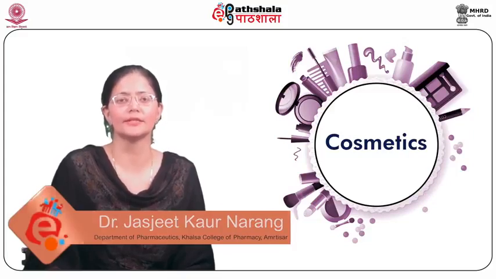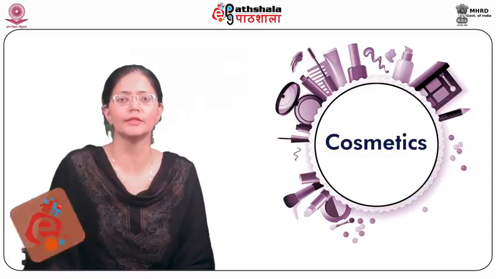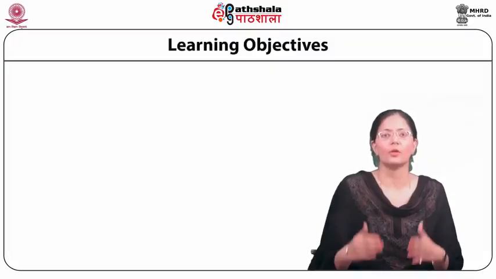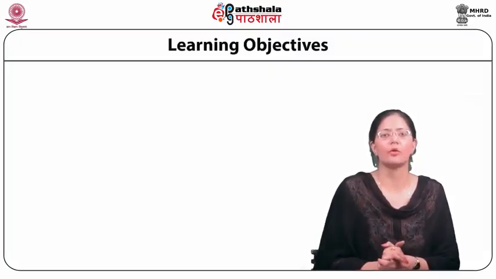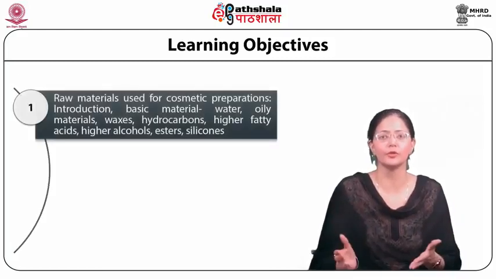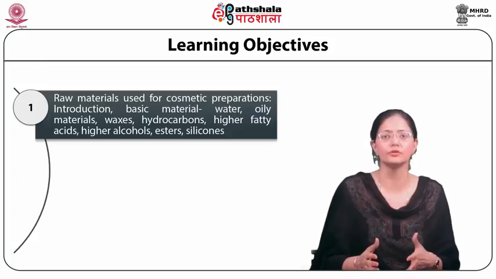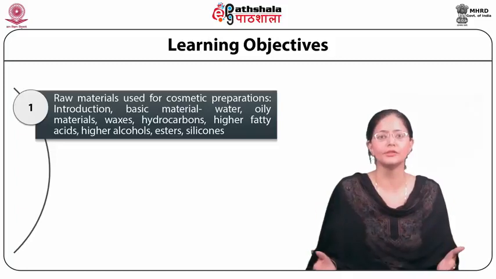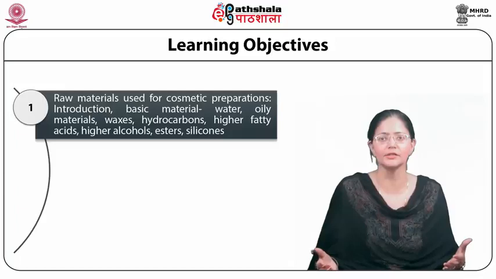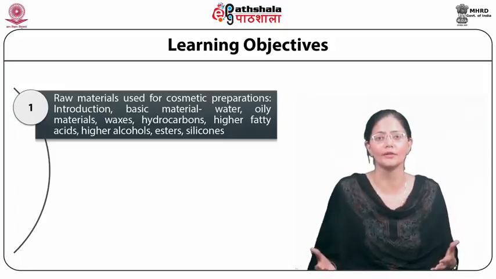Today we are going to discuss a module, raw materials used for cosmetic preparations, under the paper Cosmetics. Objective. The objective of the current module is to study the raw materials which are used for the cosmetic preparations, their introduction, and the basic materials, which include water, oily materials, waxes, hydrocarbons, higher fatty acids, higher alcohols, esters, silicones.